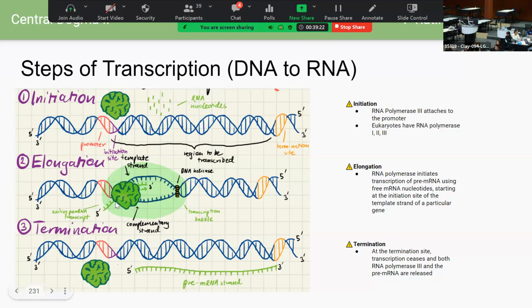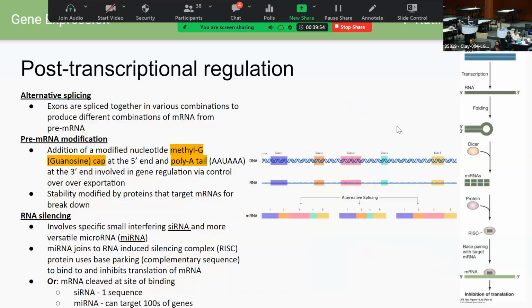As you can see in the second one, in the elongation, this RNA polymerase starts going along here, transcribing the pre-mRNA using free mRNA nucleotides, and then it just continues on throughout until the end codon is reached. So at this termination site, transcription ceases, and then RNA polymerase gets released, pre-mRNA gets released. Note how I said pre-mRNA. So it's not done yet, it still needs a bit of processing in order to get turned into a protein.